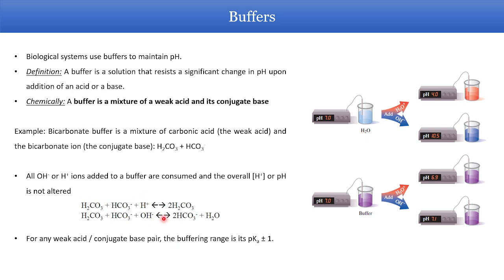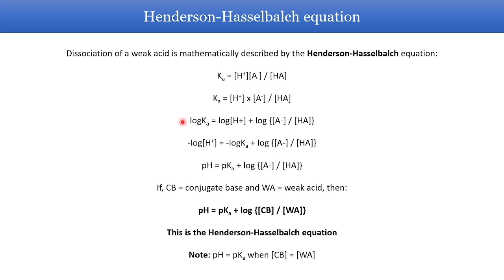So you can see the equation over here. For any weak acid conjugate base pair, the buffering range is its pKa plus or minus 1. So this is not very important. What we need to keep in mind is that it's a mixture of a weak acid and the conjugate base. Now, this is a very important equation from where lots of questions will be asked. There will be a lot of numericals in your exams and in many other exams.